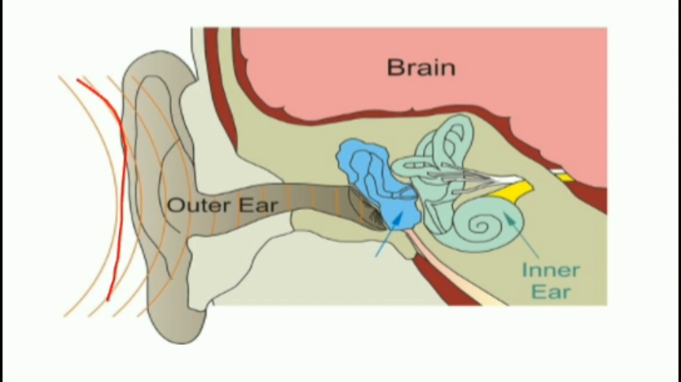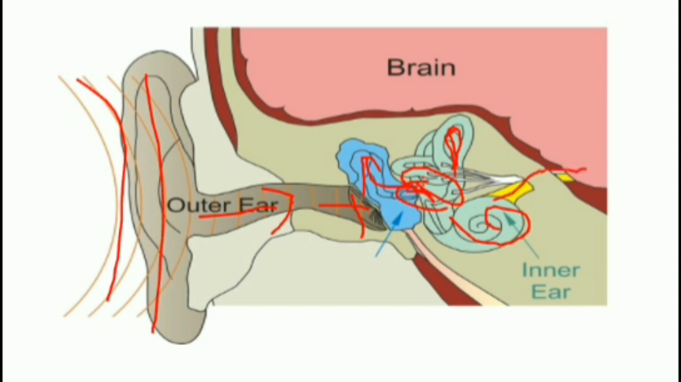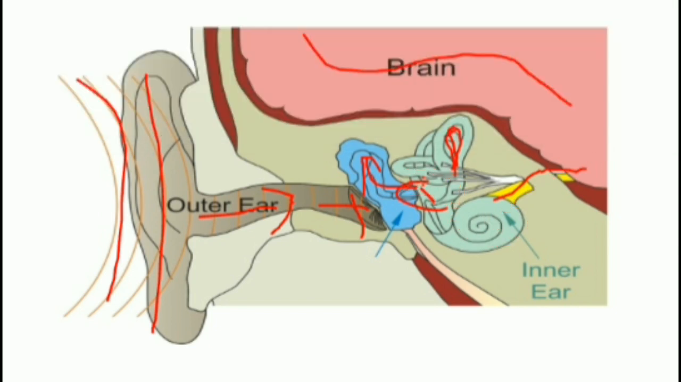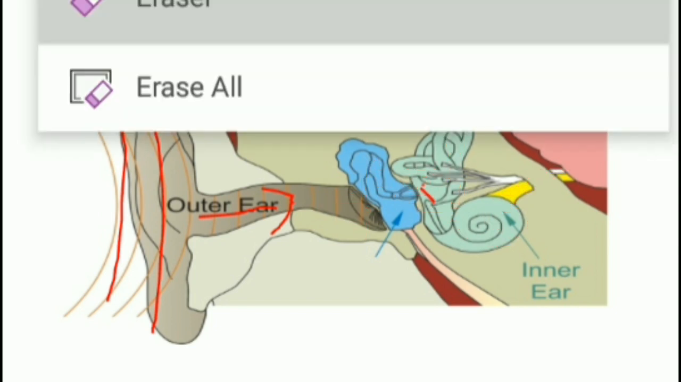Here our sound waves travel, and then it vibrates these three tiny bones, and this part. This part is the oval window, and this is the cochlea. This is the semicircular canals, and this is the auditory nerve which goes to our brain. Okay.